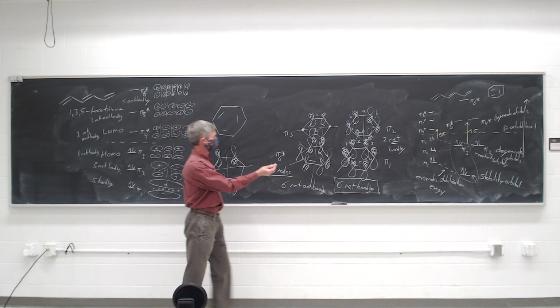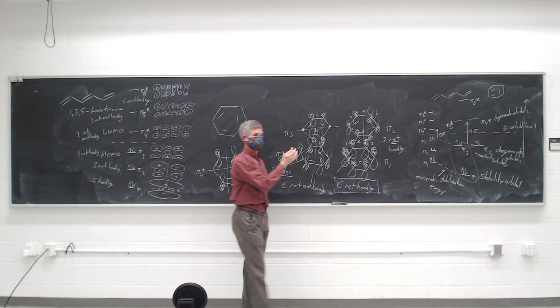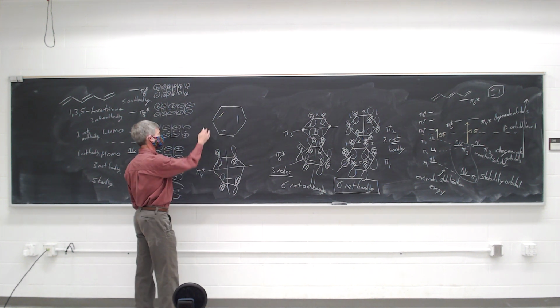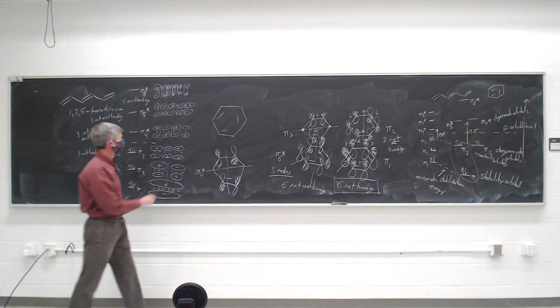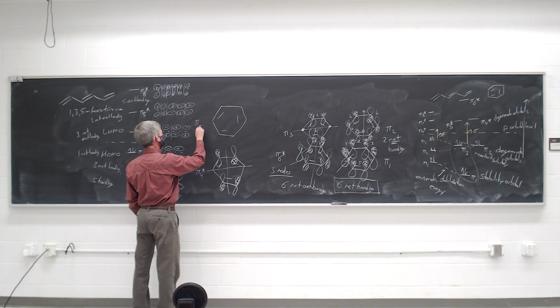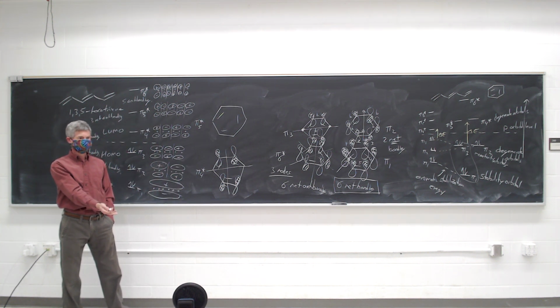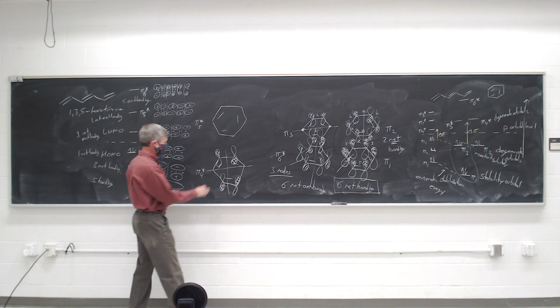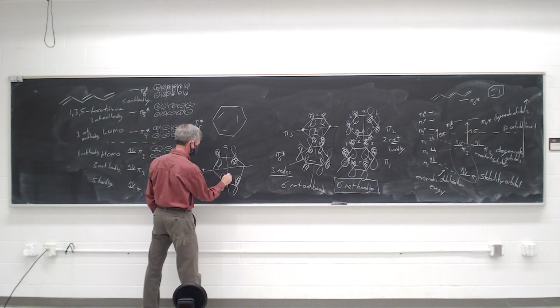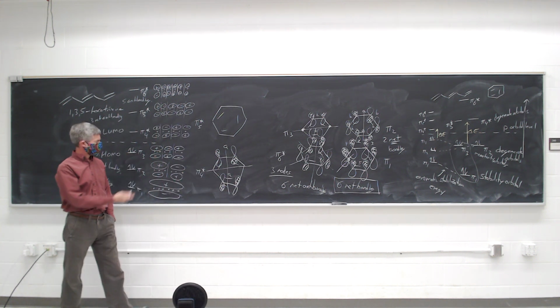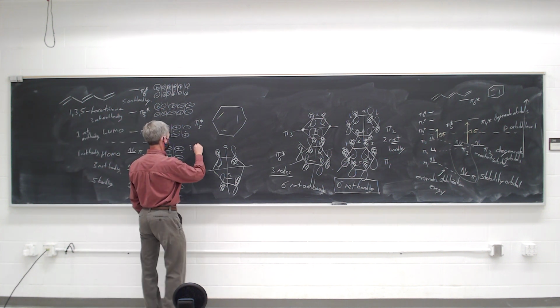It's completely arbitrary which one of these is pi 2 and which one of these is pi 3, or which one of these is pi 4 star and which one is pi 5 star. Those 2 nodes are orthogonal to each other. They have to be. And we've got an antibonding interaction here and an antibonding interaction there. So we've got 2 net antibonding.